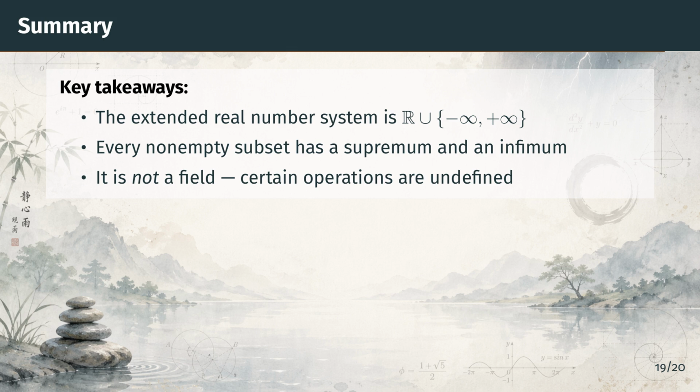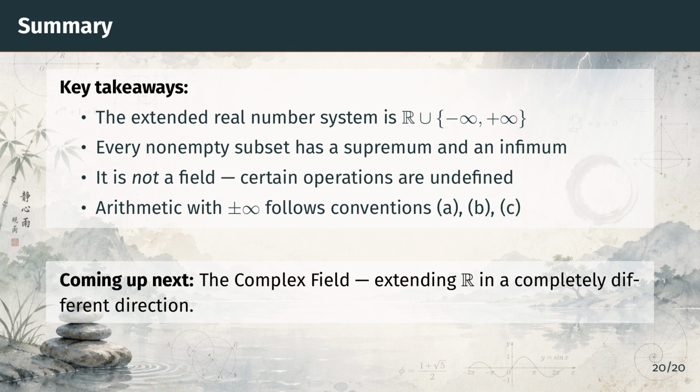However, this convenience comes with a caveat. The extended system is not a field. We cannot do arbitrary arithmetic with plus and minus infinity. Expressions like infinity minus infinity, 0 times infinity, and infinity divided by infinity are left deliberately undefined because they are indeterminate forms. Finally, we have the three arithmetic conventions for combining real numbers with infinity. These will be used throughout the book whenever we work with limits, suprema, infima, and series.